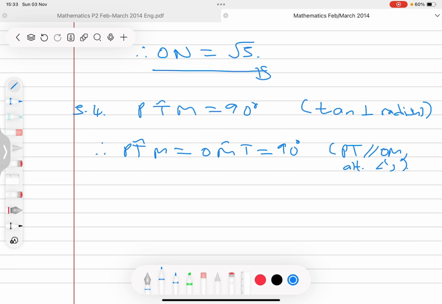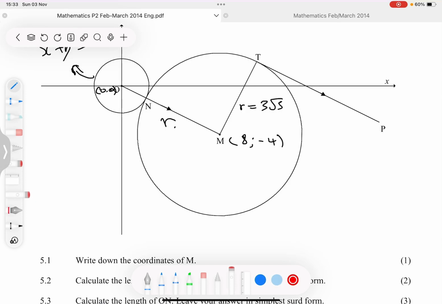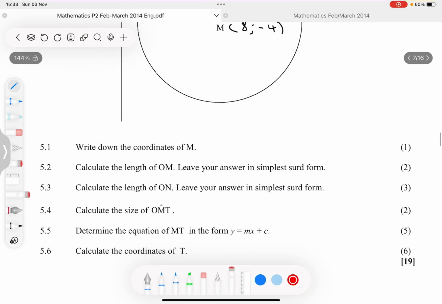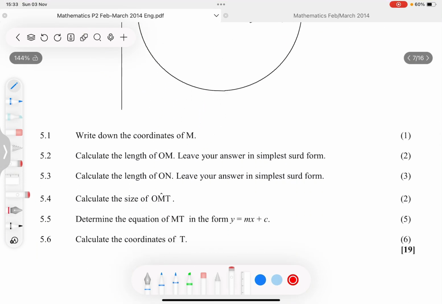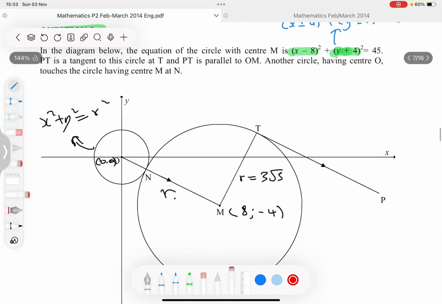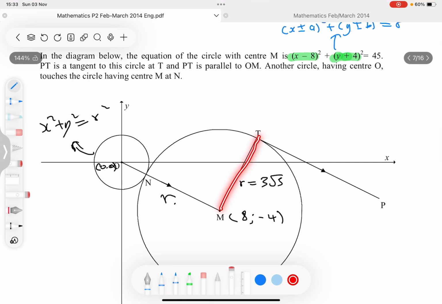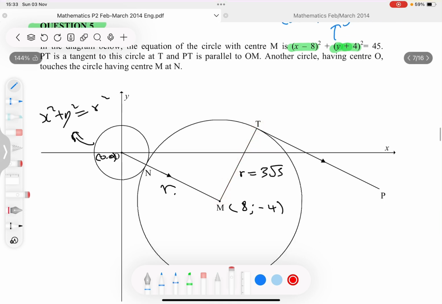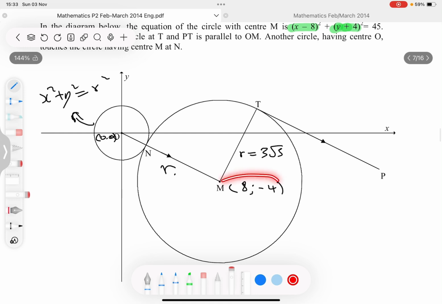I hope that makes sense, or at least you are able to see it. So we'll continue with our question 5.5. It says determine the equation of MT in the form y equals mx plus c. MT is this line here, right? Now, if you look at this, we have a point here. So all we need is to get another point so that we can get the gradient, and then we are able to find that equation.